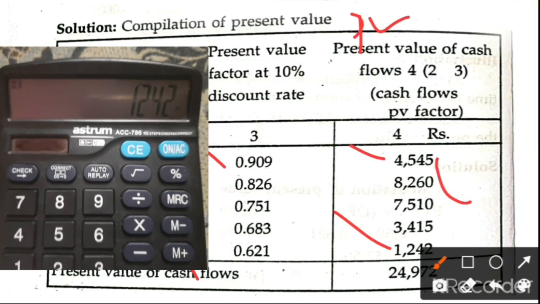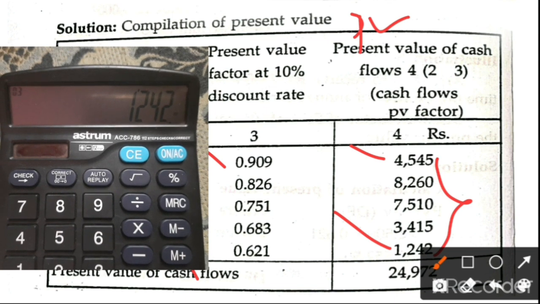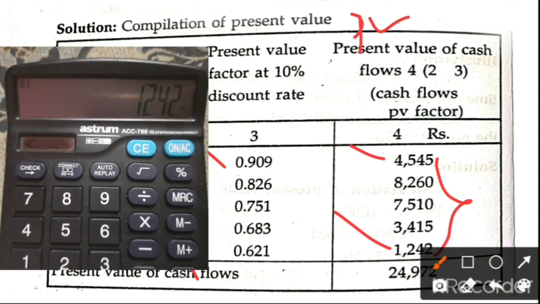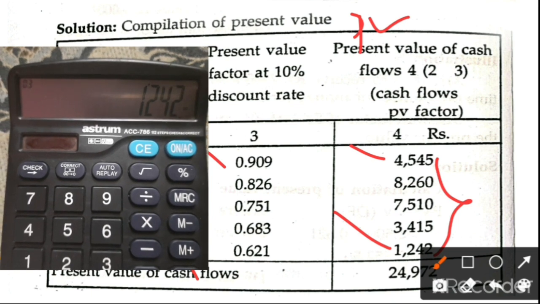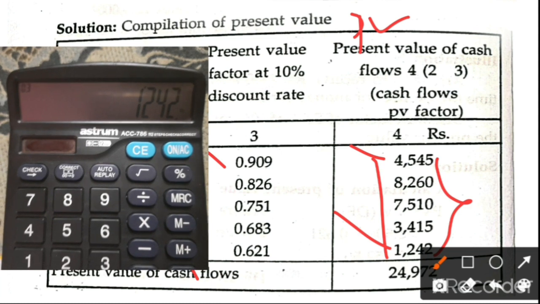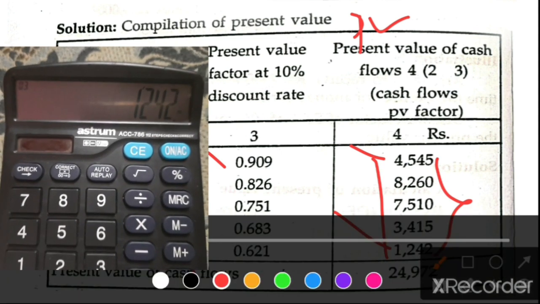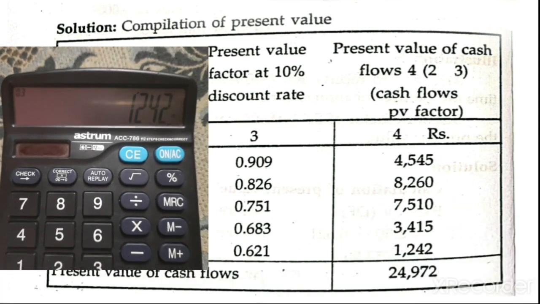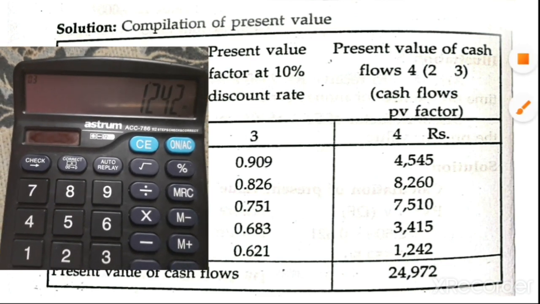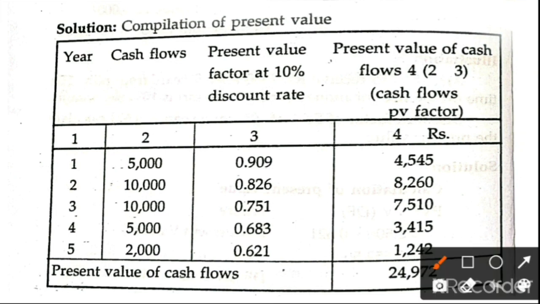After that you can add them all: 4,545, 8,260, 7,510, 3,415, 1,242. The addition of this total will become 24,972. So this is the present value, 24,972. Okay, is it clear? Is it clear? So this is the process to calculate the present value under the series method.